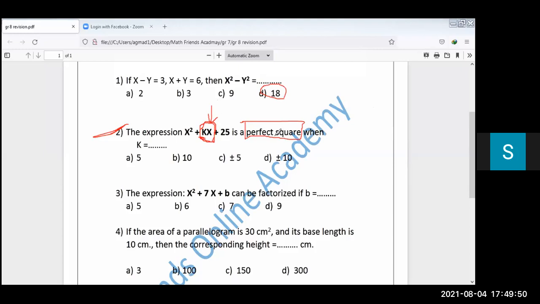Do you know the meaning of the perfect square? Perfect square is something like (A plus B) all of it power of 2, or (A minus B) all of it power of 2. This is called the perfect square, grade 9.